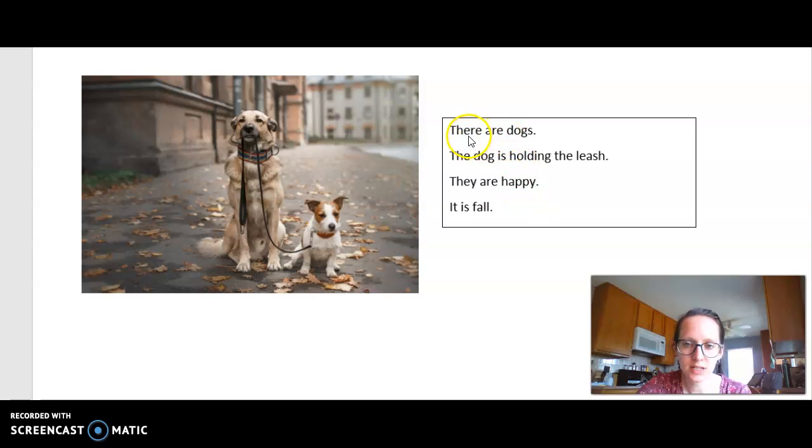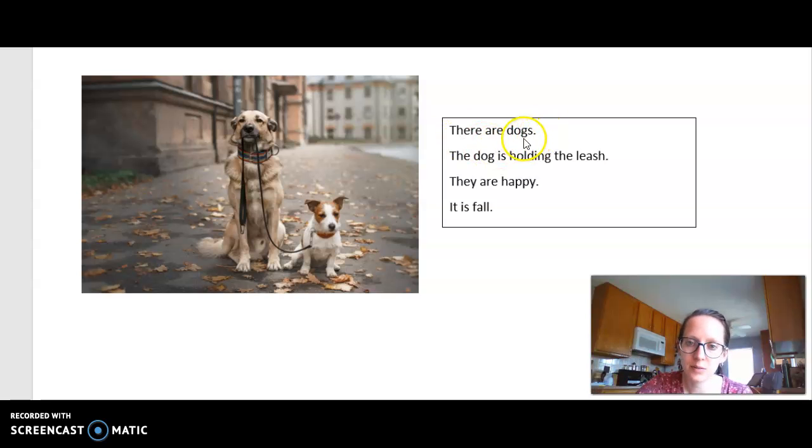So the first one says, there are dogs. This is true. I might note too, this has a capital letter and a period. That's what you want to look for also. Those are great things to keep. But also, let's look back at this. There are dogs. How can we make that sentence a little bit more descriptive? What can we add to make it better?